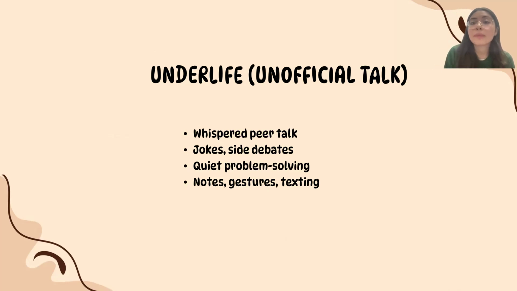One layer consists of the official teacher-led interaction, teacher-student exchanges. Another consists of unofficial student talk. It occurs simultaneously, and sociologist Goffman calls this unofficial layer underlife. Underlife includes quiet peer conversations, note passing, whispered peer talk, jokes, side debates, quiet problem solving, notes, gestures, texting, and more.